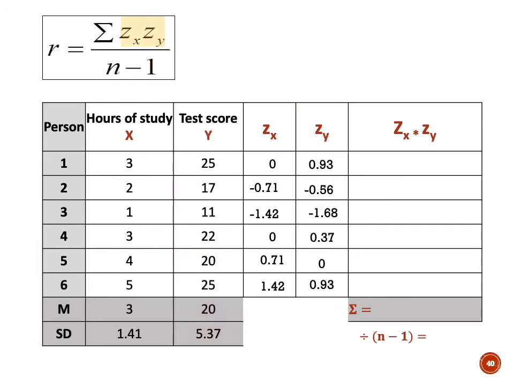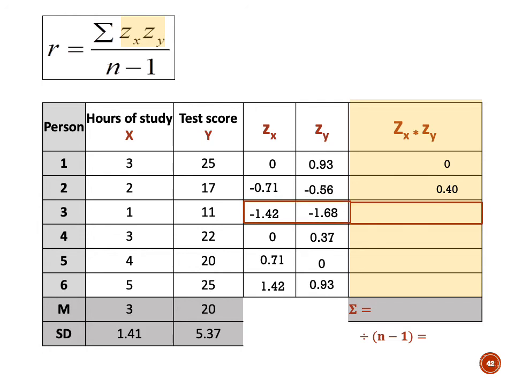All right, we're almost there. The next step is to multiply the z-scores together. So the first row should be easy because we have a 0 there. We have 0 times 0.93. That gives us 0, of course. For the next row, we will multiply negative 0.71 times negative 0.56. That's going to give us 0.40.